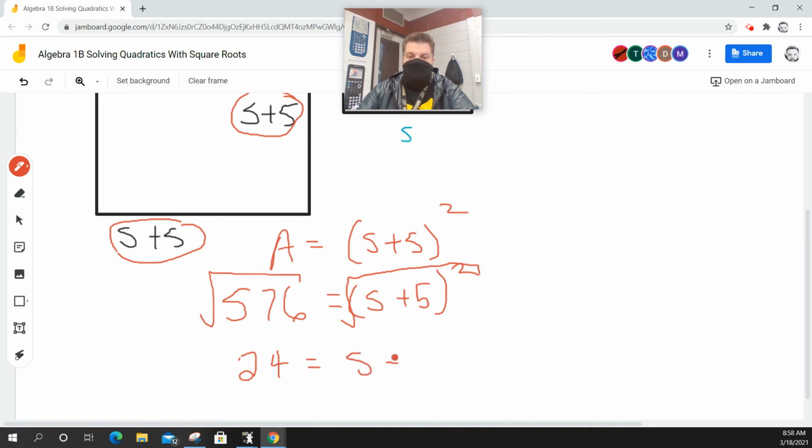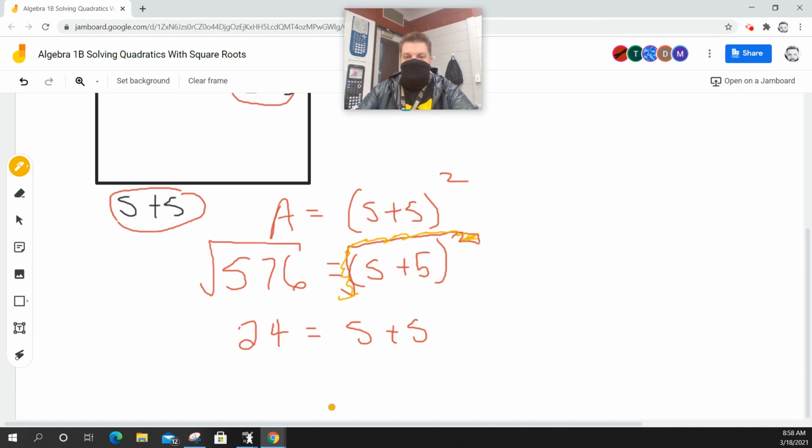Well, that's equal to S plus 5, because when I take the square root of a square, I'm undoing the square. The square root undoes that process. So I've got S plus 5. I know that this is not easy to figure out or read because it looks like 5 plus 5 or S plus S. Mr. Adams is doing the best he can. But what I'm going to need to do is subtract 5 from both sides. So when I subtract 5 from both sides, I get 19 is equal to S.